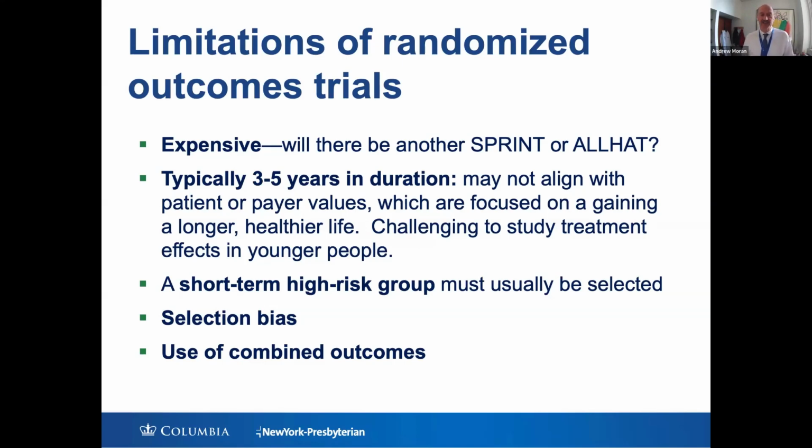Given that time horizon, usually trials will select a short, high-risk group because they need to make sure that there'll be enough clinical events within that short time frame. And there can be selection bias in terms of who's included in the trial. And then again, for efficiency, many trials use combined clinical outcomes, which may be difficult to interpret in terms of what's meaningful to patients.